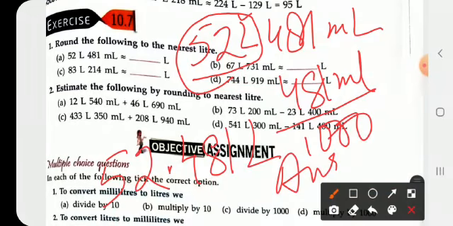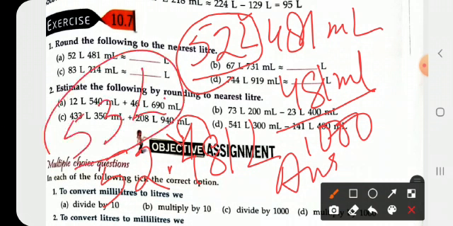Now rounding off to the nearest liters, this will become 53. So the answer is 53 liters. So we try to round off the number and remove the digits that come after the decimal point, and we get the number 53 liters.